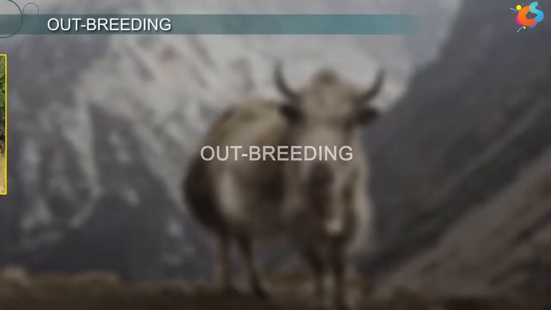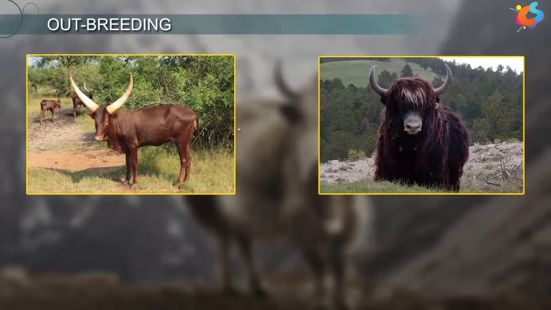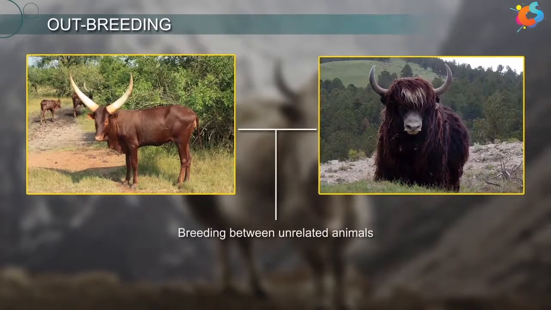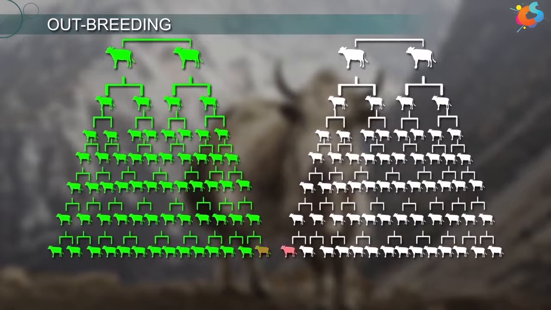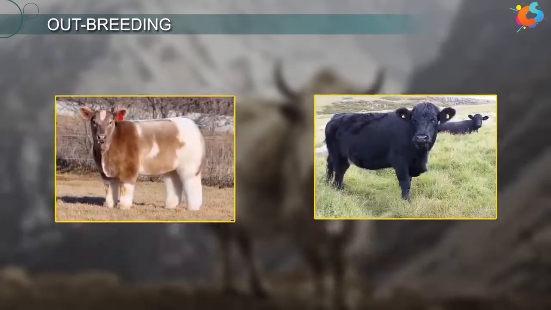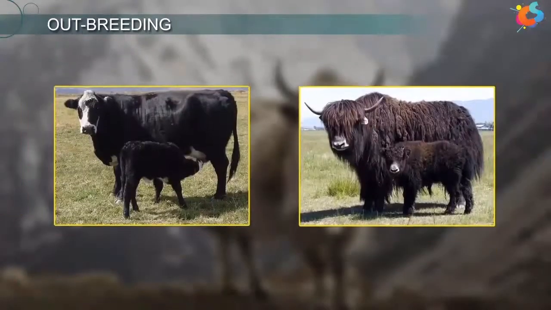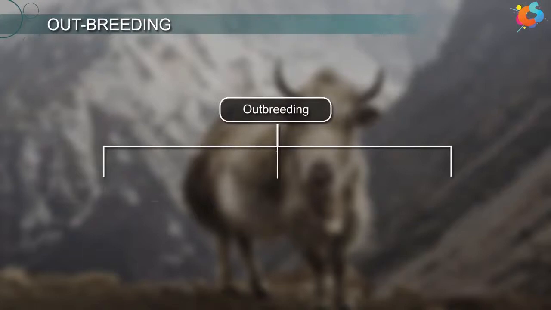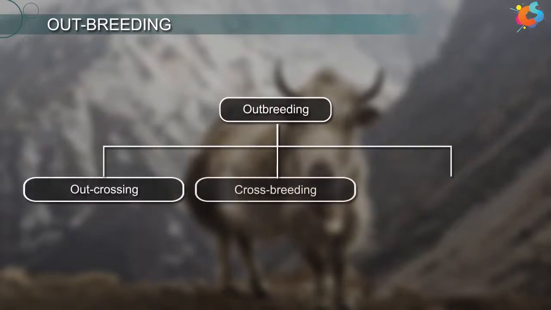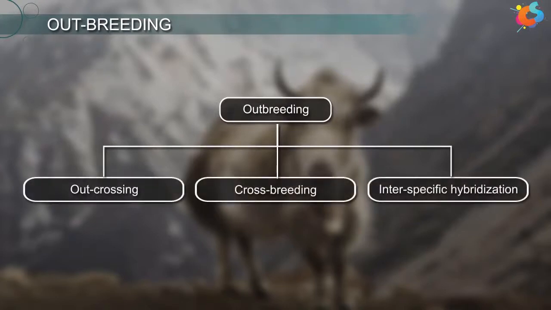Outbreeding. Outbreeding is a technique in which breeding is done between unrelated animals. Here, the term unrelated refers to animals of either the same breed having different ancestors, or animals of different breeds or different species. Outbreeding is generally carried out in three ways. These are outcrossing, crossbreeding, and interspecific hybridization.